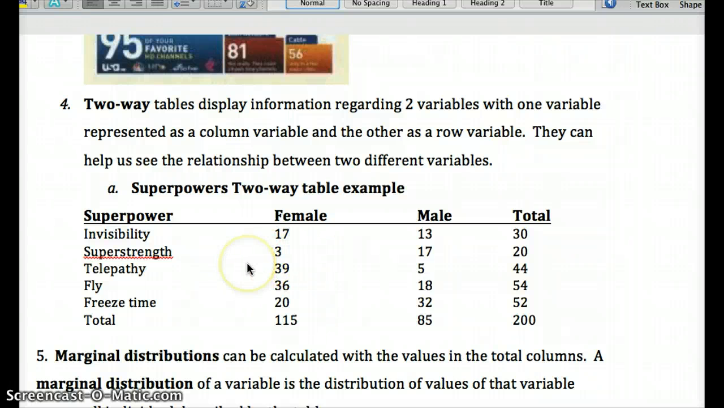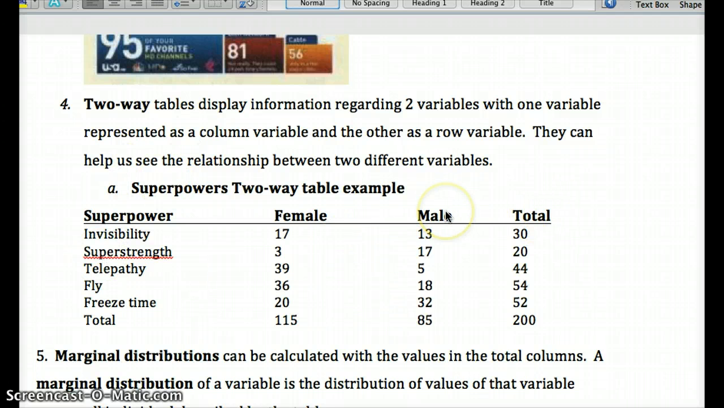Two-way tables are called two-way tables because they have two variables involved. Here we have data on preferred superpowers, and you have the superpower choice and then gender. So our variables are gender and superpower.